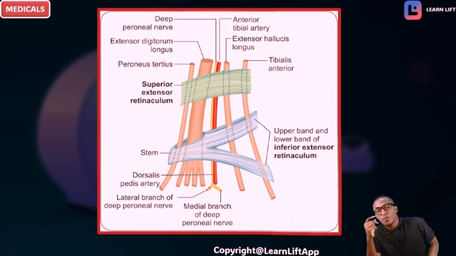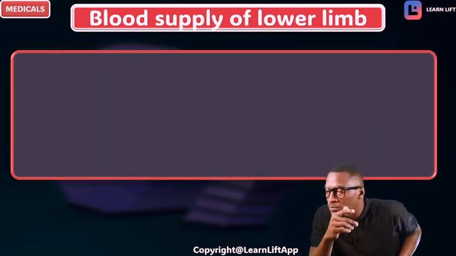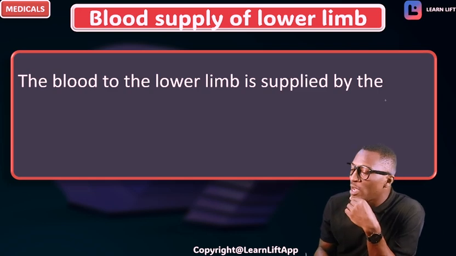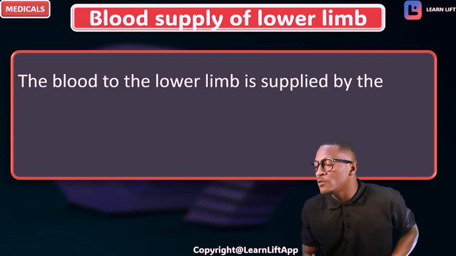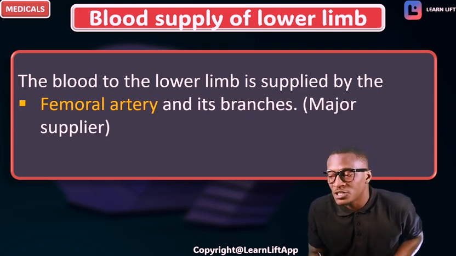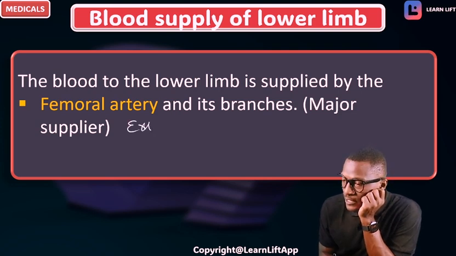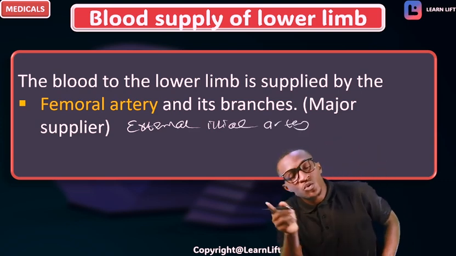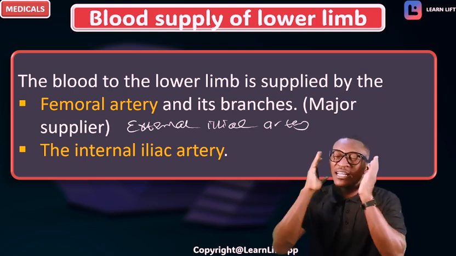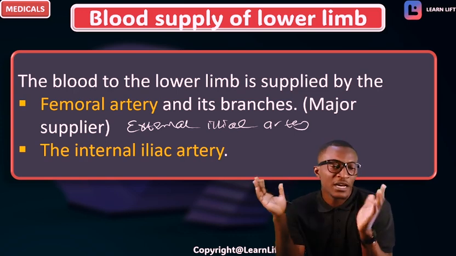Do you understand that? If you understand that now, let's recap the blood supply of the lower limb. We have taken the diagram, so let's now take the notes. The blood supply of the lower limb is from the femoral artery and its branches. Where is the femoral artery coming from? The external iliac artery, and the internal iliac artery. Remember, both of them form together to give rise to the common iliac artery.